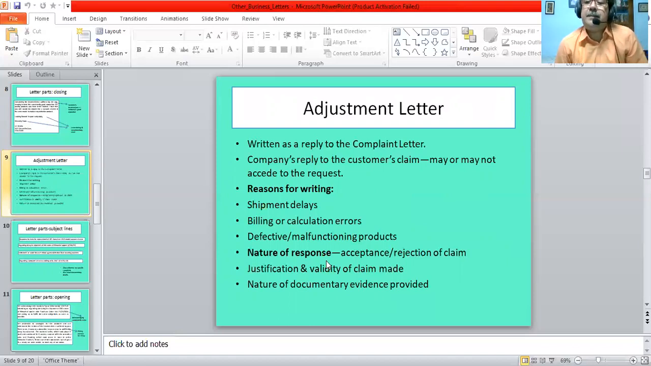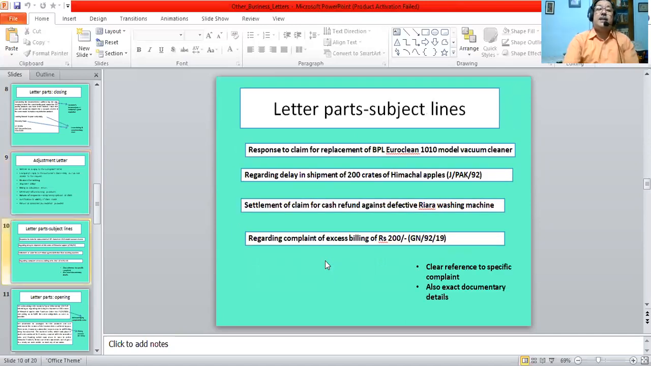So it may be an acceptance or it may be a rejection of the claim, and justification of that position, acceptance or rejection, is made together with the assessment of the validity of the claim made by the customer. Also, some documentary evidence might be provided. So this is the nature of the response that is given in the adjustment letter. Now, let us look at the parts of this adjustment letter.